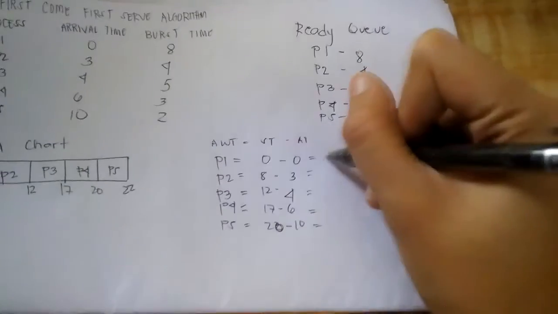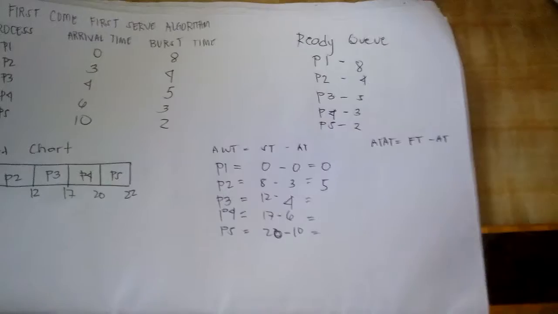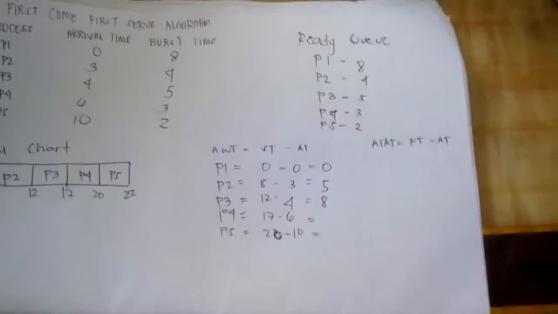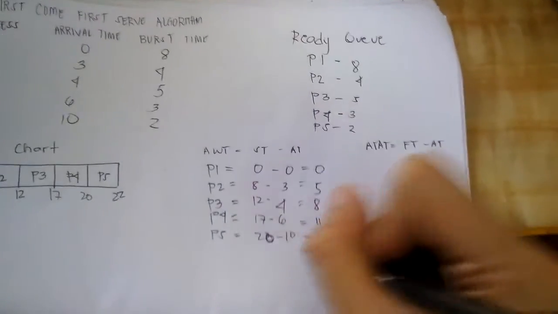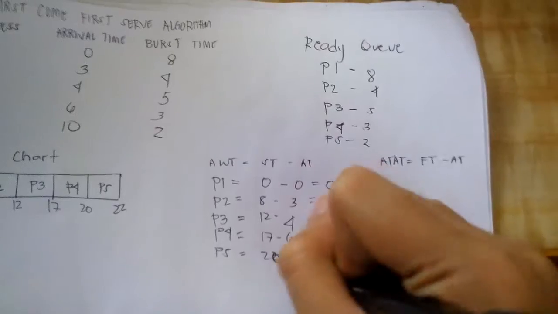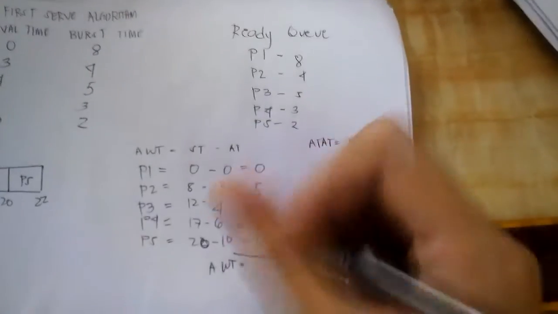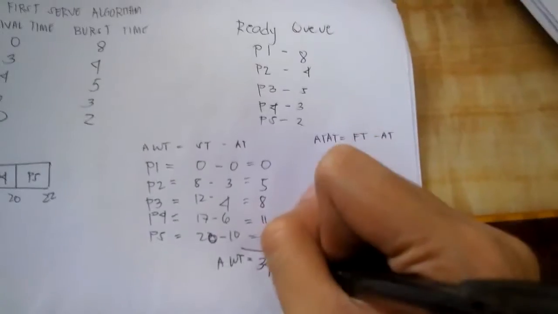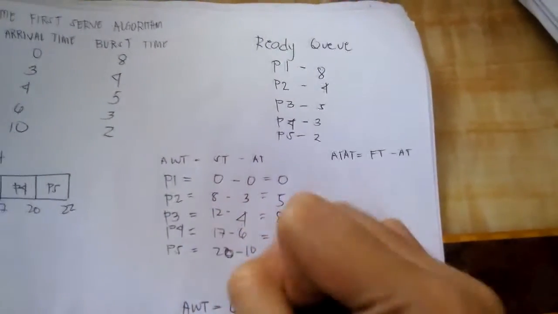So 0 minus 0 is equal to 0. 8 minus 3 is equal to 5. 12 minus 4 is equal to 8. 17 minus 6 is equal to 11. 20 minus 10 is equal to 10. So we're gonna get the average waiting time. Its total is 34 divided by the number of processes, which is 5. So our average waiting time is 6.8.